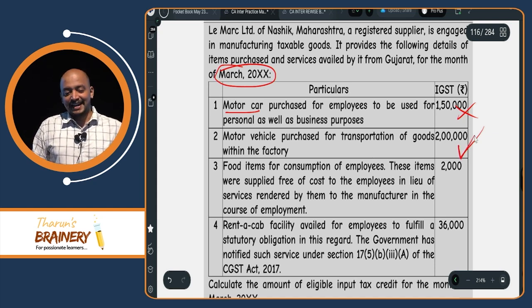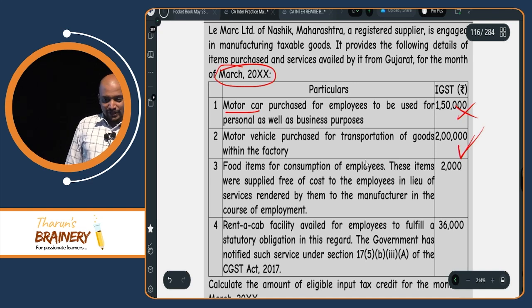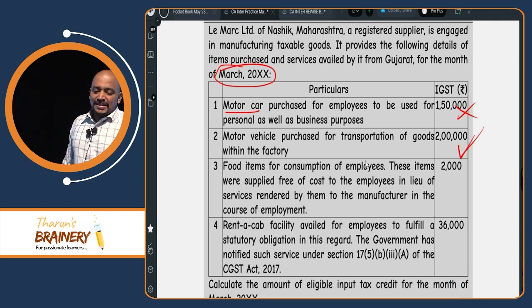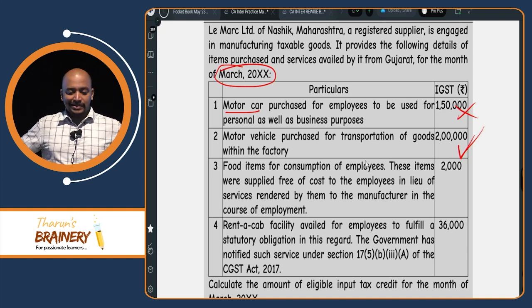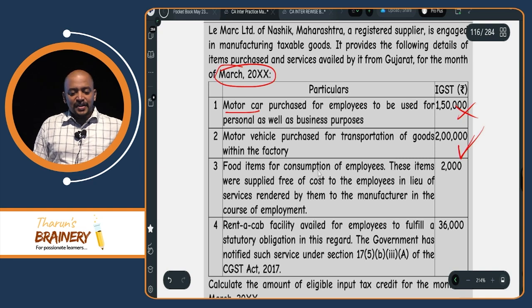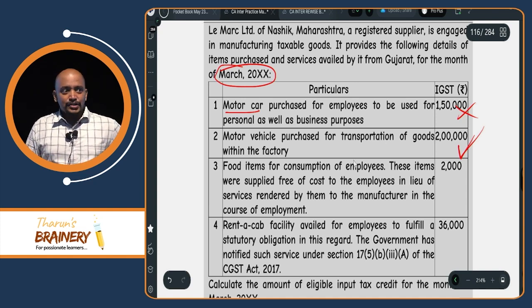Then food items for consumption of employees. These items were supplied free of cost to the employees in lieu of service rendered by them to the manufacturer in the course of employment. So food items for consumption of employees, it is a blocked credit. These items were supplied free of cost, that is irrelevant for us. So it's a blocked credit. And is it under a statutory obligation? No. So that's why ITC not available.